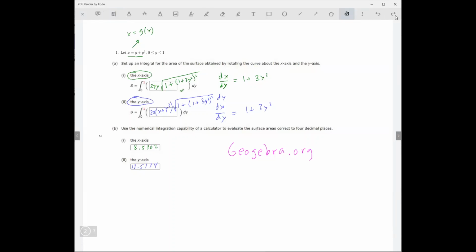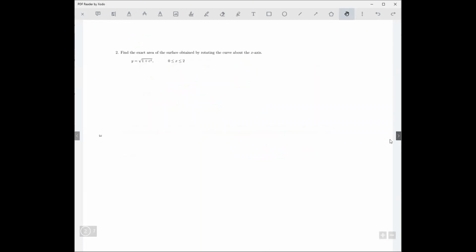Okay, let's go on to the next one. Hopefully some more interesting adventures here. Okay, so number 2, find the exact area of the surface obtained by rotating the curve about the x-axis. So there's this curve here that we're rotating about the x-axis.